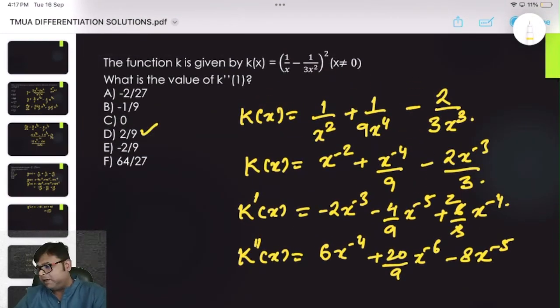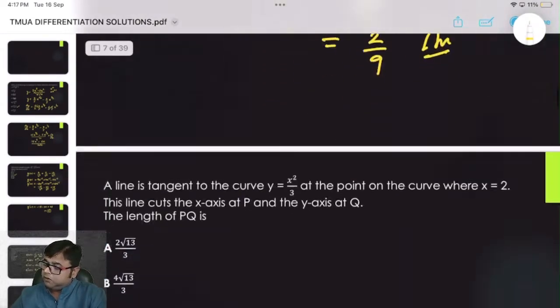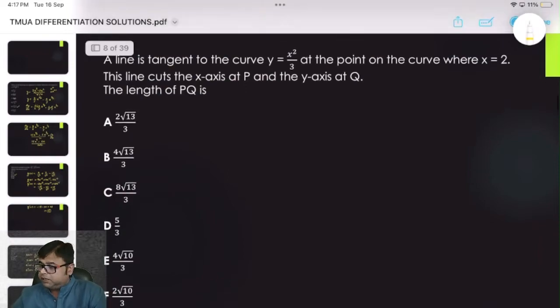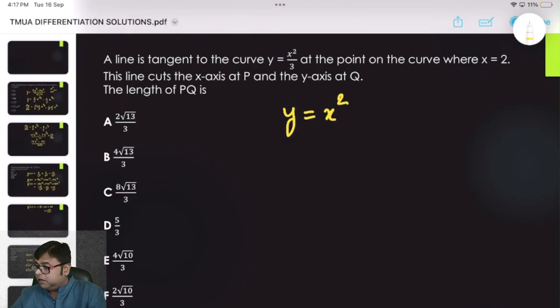So very basic, three very basic questions which we have covered. Now let's move on to the next. Now this is based on tangents and normals, the application of derivatives. So they're saying a line is tangent to the curve y is equal to x square by 3, the equation of the curve, and there's a tangent to it where x is 2.